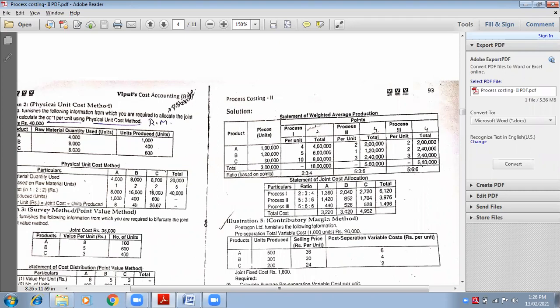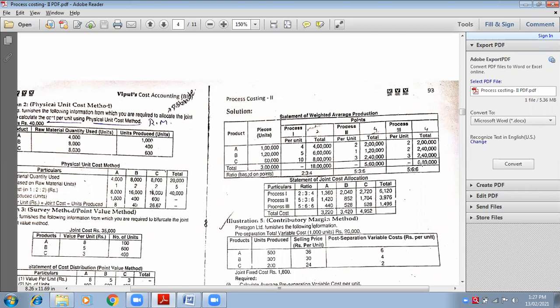Now total is really not important for me. If you guys are getting it, okay. And if you don't get it, that is also okay. What is important for me is weight. Weight of product A, B and C for process 1. Weight of ABC for process 2. Weight of ABC for process 3.